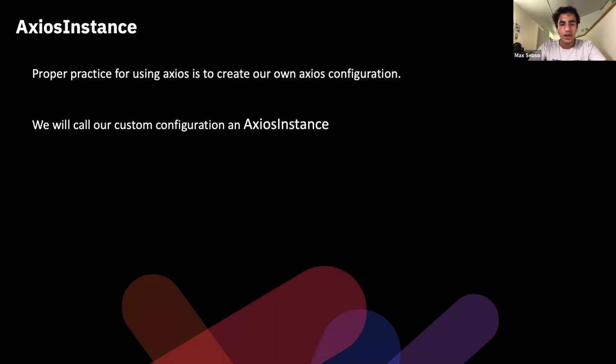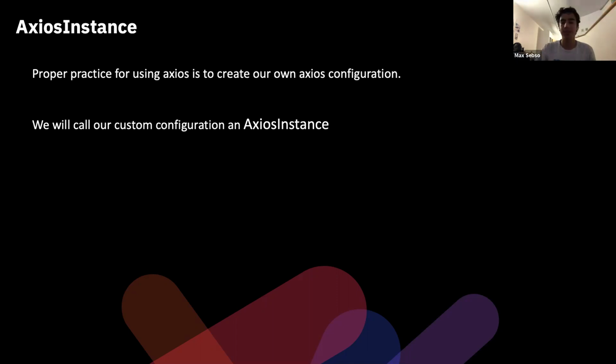So we're going to move on to Axios Instance. Proper practice for using Axios is to create our own configuration for Axios. What I mean by configuration is, where is the base URL? So where are we first requesting stuff from? That may be something we want to stay constant, so that for every Axios request, we don't have to say, I want to get from this base URL.